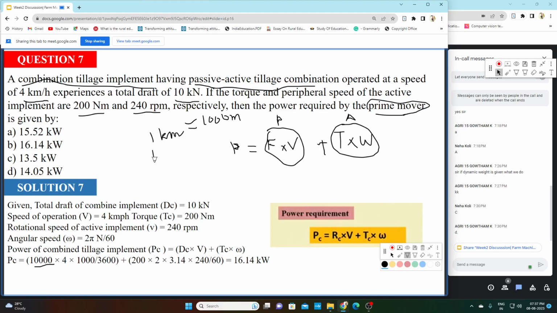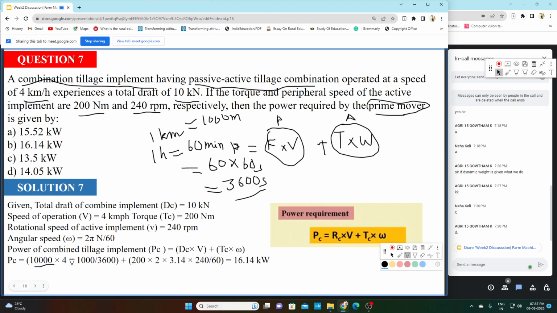And 1 hour equals 60 minutes, and 60 minutes equals 60 into 60, since 1 minute equals 60 seconds, right? 60 into 60 seconds, that is 3600 seconds, okay? So 1 hour equals 3600 seconds, and 1 kilometer equals 1000 meters.